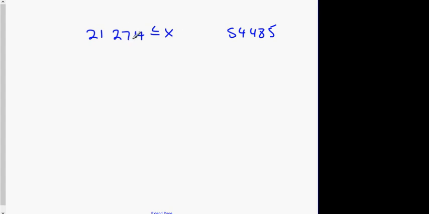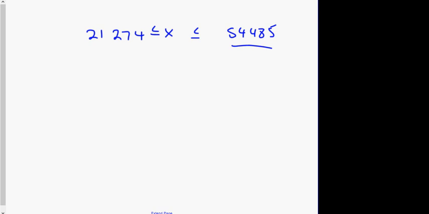All we have to do then is this. 21,274 is your smallest amount. It has to be smaller than your number or equal to. And then your maximum amount is this much here, so your number has to be smaller than that. That's your answer for question 10C. Are we having 10C? Yeah. It has to be in between.